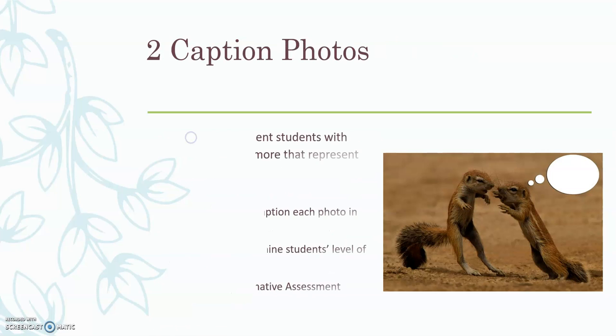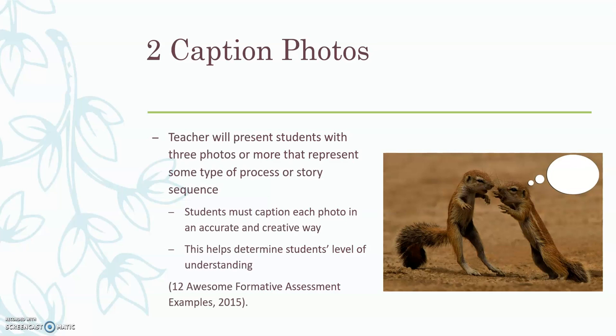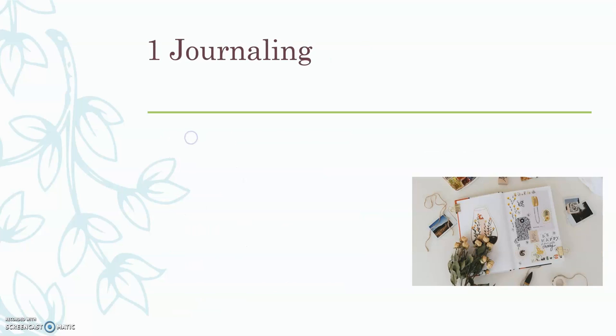Number 2, caption photos. Pretty self-explanatory. However, the teacher will present students with 3 or more photos that represent some type of process or story sequence. The students will be asked to caption those in a creative yet accurate way, and this can also help determine the student's level of understanding.